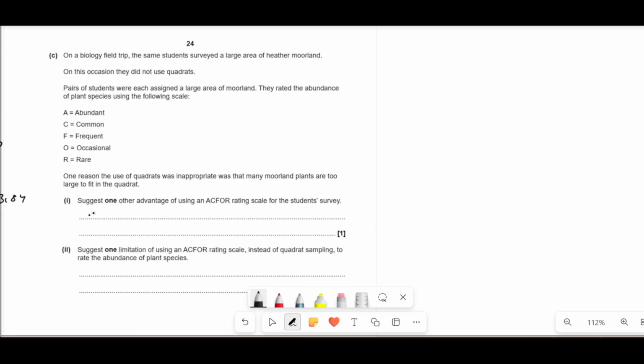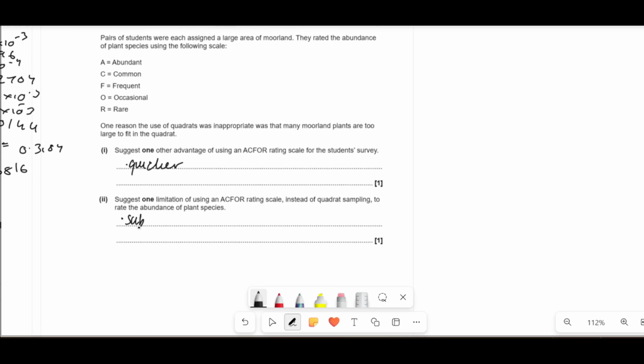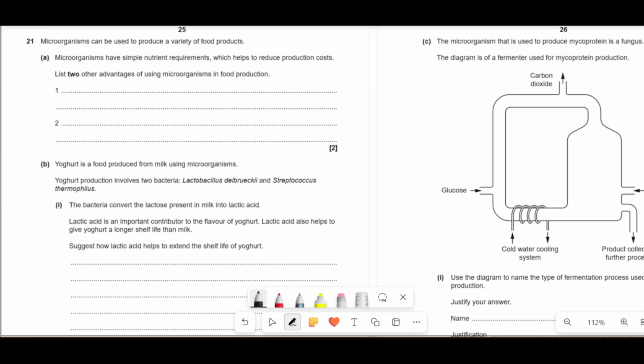Well, it's just quicker. They can quickly eyeball the entire area and say, oh, there's a lot. Now, one limitation is that it's subjective. I don't know what counts as abundant or common, so it introduces variability. Now it says microorganisms can be used to produce a variety of food products.